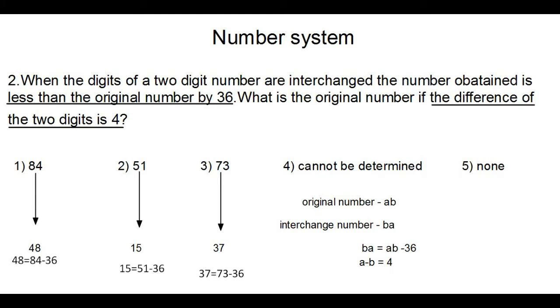And hence, we cannot mark option 1 as the answer even though it has satisfied both the conditions. Why? Because we are not able to zero in on the correct answer, or we are not able to decide what exactly is the number which the question is talking about, as the given conditions are satisfied in more than one case. So hence, the answer here has to be cannot be determined. That is option number 4.